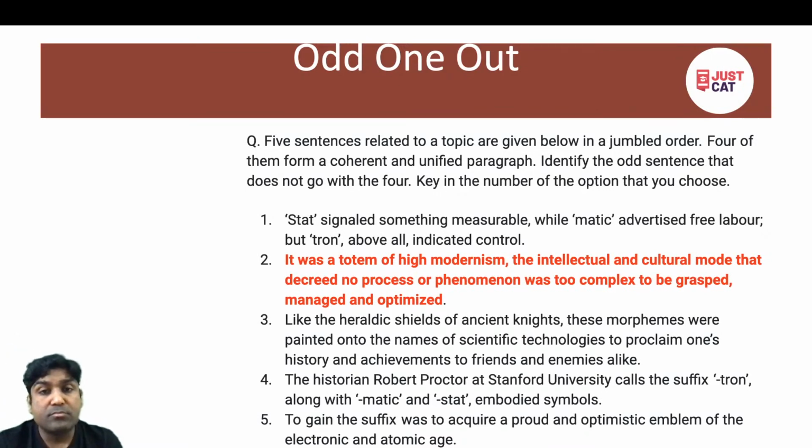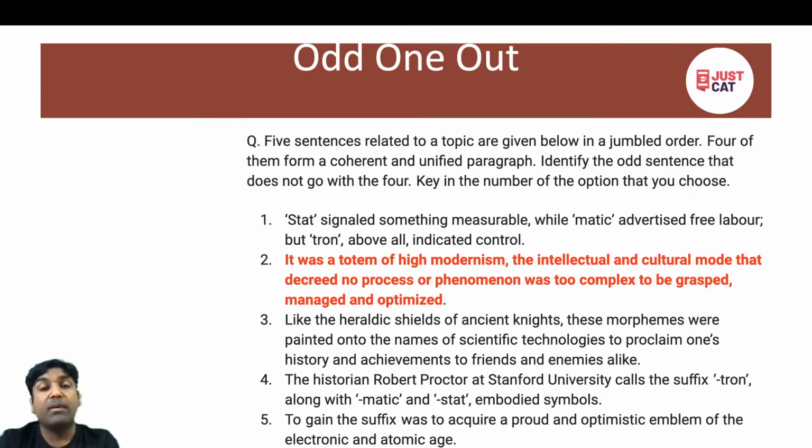4-1, right? Then it says that to gain a suffix was to acquire a proud and optimistic emblem of the electronic and atomic age. It goes on, 3, like the heraldic shields of ancient knights. These morphemes are again what? Suffixes were painted onto the names of scientific technologies to proclaim one's history and achievements to friends and enemies alike.